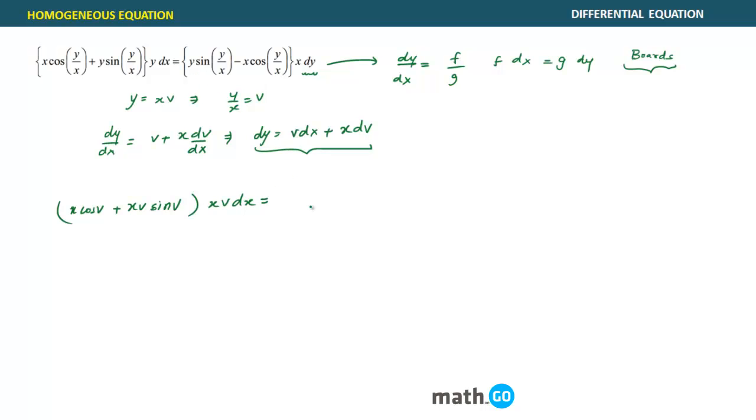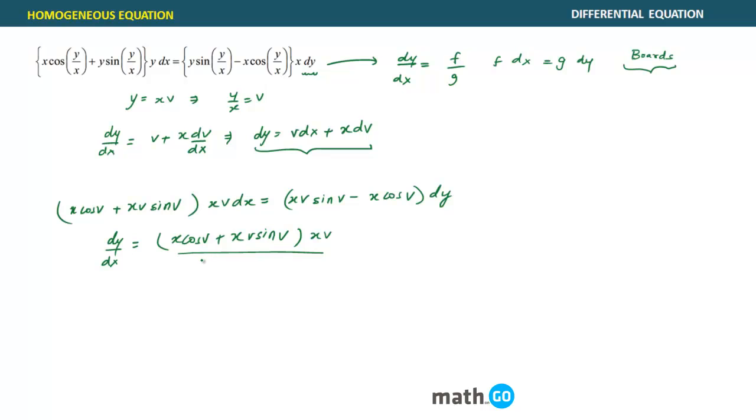And this is y times x v sin v minus x cos v, and now this is given to be dy. Let's go by the board method only, because boards are near and I don't want you to get confused further. So what you will get here is x cos v plus x v sin v, multiplied by x into v, divided by x v sin v minus x cos v.